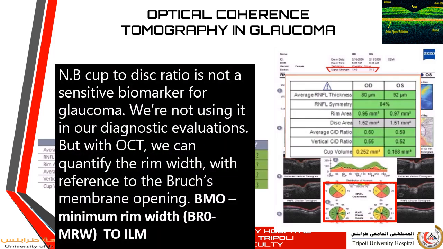I would like to emphasize here that the cup to disc ratio is not a sensitive biomarker for glaucoma. We are not using it in our diagnostic evaluation, but with OCT, we can quantify the rim width with reference to the Bruch's membrane opening. That's the Bruch's membrane opening minimum rim width. We can determine the cup, but it is not an important biomarker here in the OCT. The most important is the neuroretinal rim.